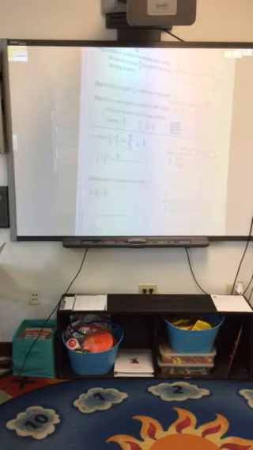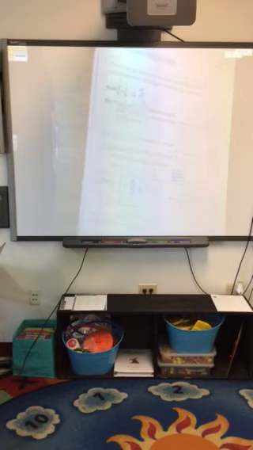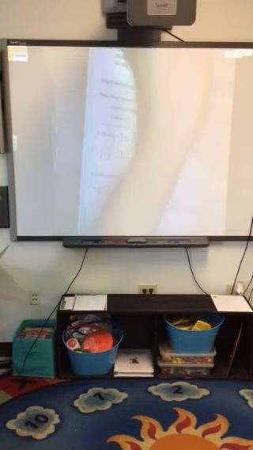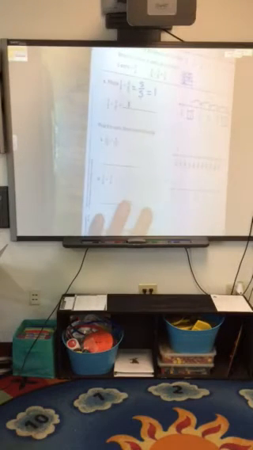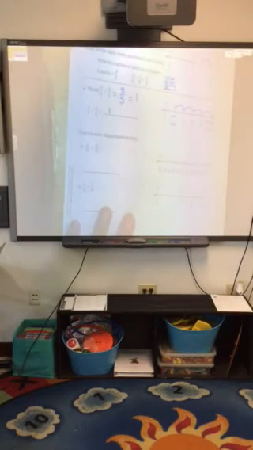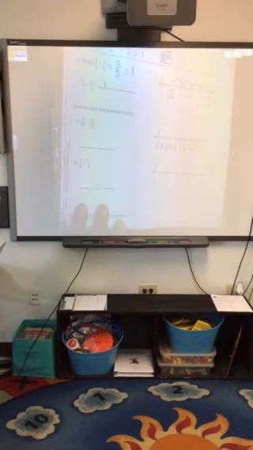Now, let's move on down to the second example: 2/10 plus 4/10. I've drawn my number line and divided it into 10 parts, just making a fraction number line. I'm going to start at 2/10 and go up 4/10: 1, 2, 3, 4. 2/10 plus 4/10 is 6/10.